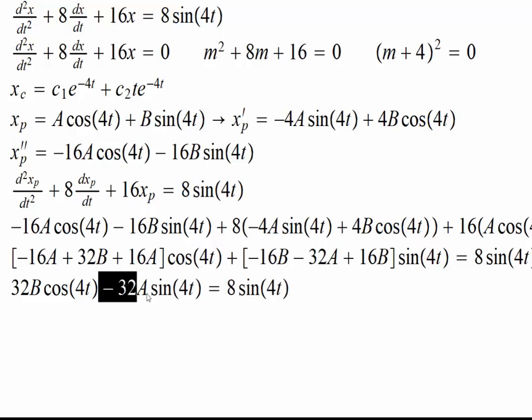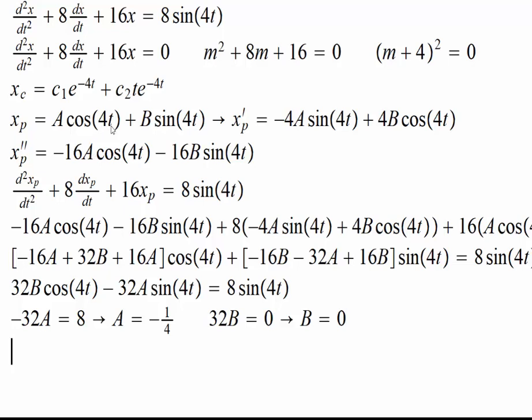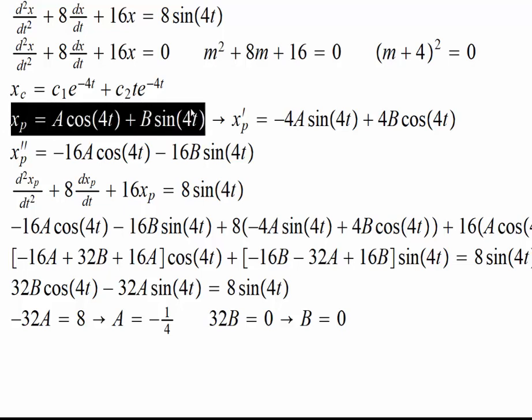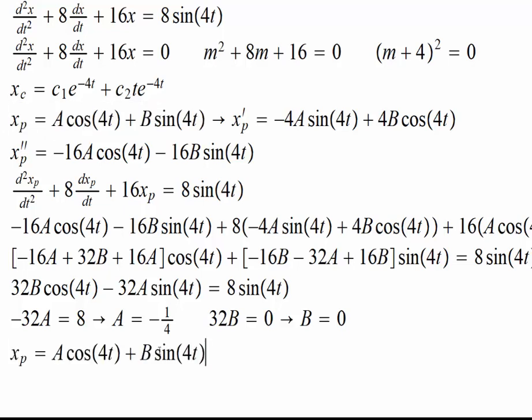So what this gives us is that negative 32a is 8, which means that a is negative 1 over 4, right? And 32b is 0, which will give us that b is 0. So what is our particular integral then? Our particular integral, with b being 0, is simply going to be negative 1 over 4 cosine 4t, right?